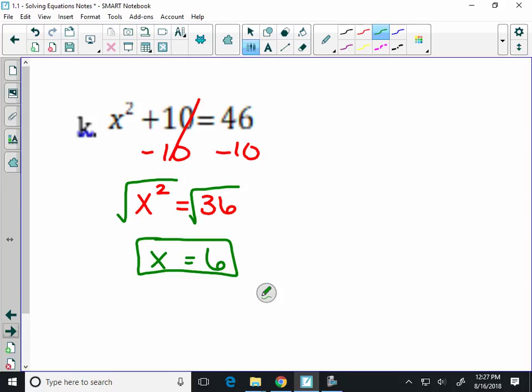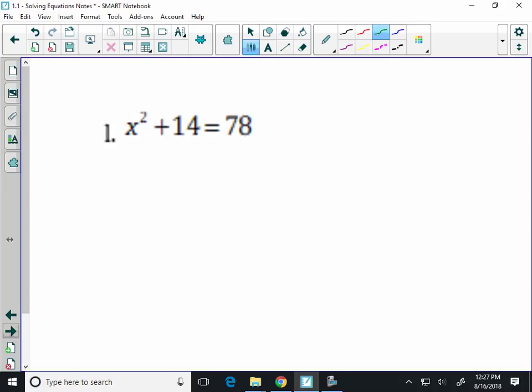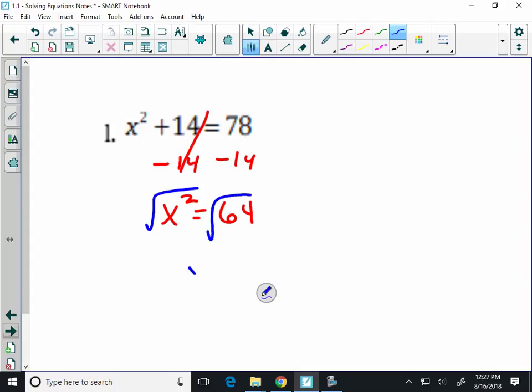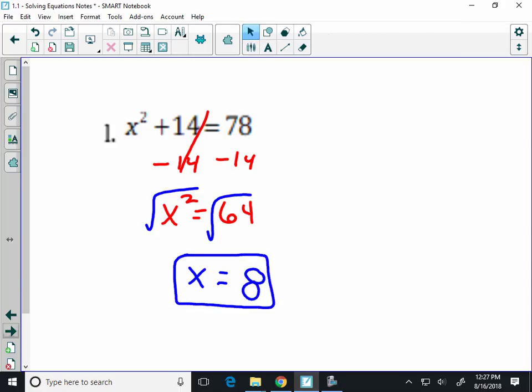Questions over there? Same kind of thing with this last one. Again, to get x by itself, what do we have to do with that 14? Subtract it. Just like any old other equation. 78 minus 14 is 64. And again, just like we did on the last one, what do we have to do to get rid of that square? Square root. So we square root. We get 8. Again, there's a perfect square. I want to get rid of the whole thing. There's no little radical. So there's no more radical. Questions over that?